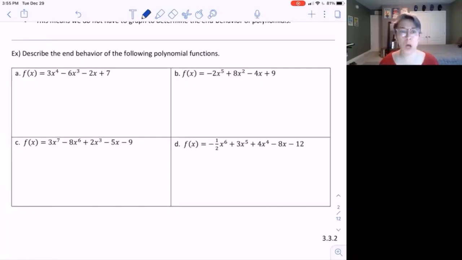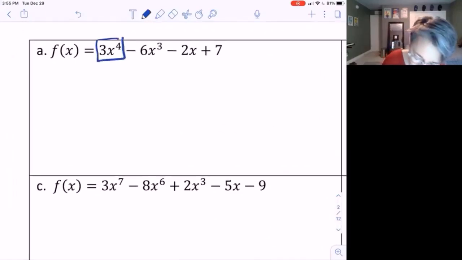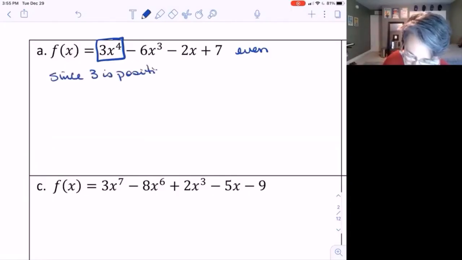We want to describe the end behaviors of the following polynomial functions. If you want to pause the video and try these on your own and then see if you get the same answer, awesome. Otherwise, we can do them together. So on A, notice we're going to look at our first term. This is an even degree polynomial, and since 3 is positive, that means it's going to open up like a parabola. So here is our answer.